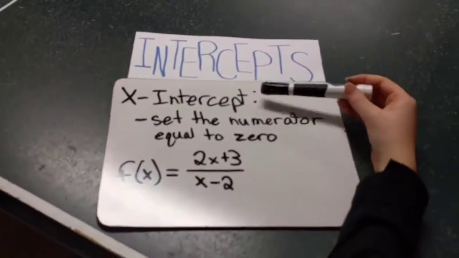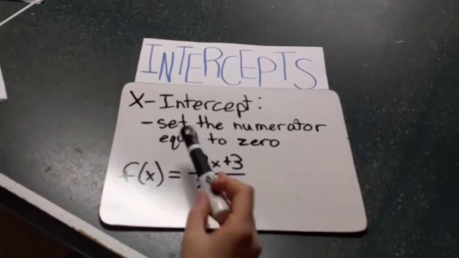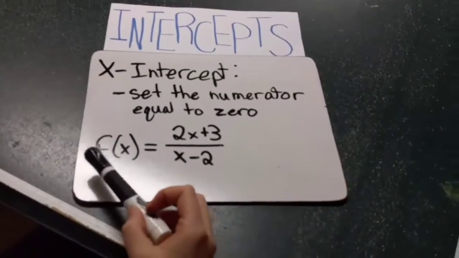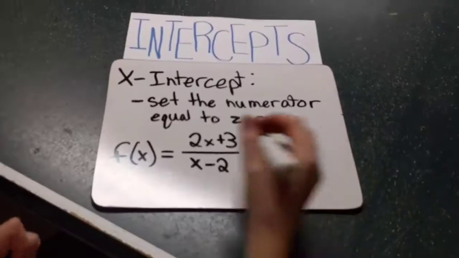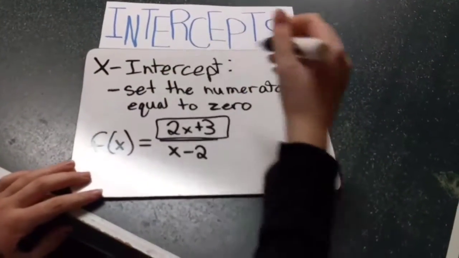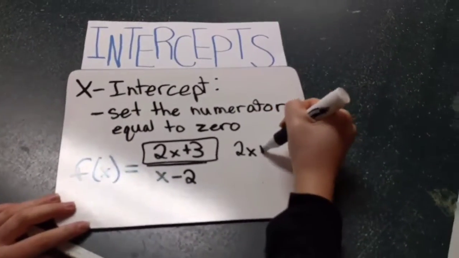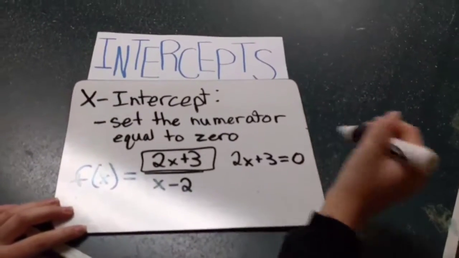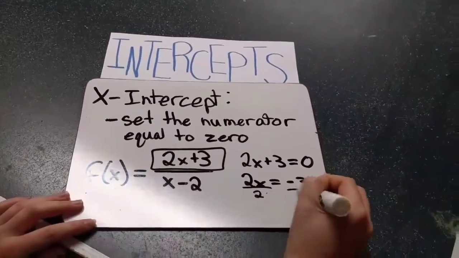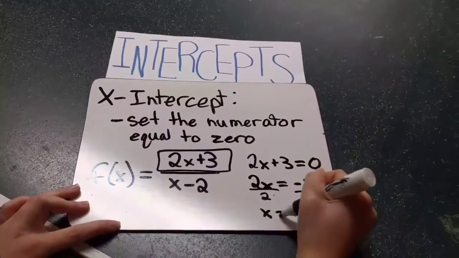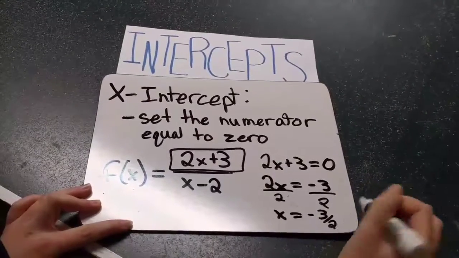So now we're going to find the x-intercept. To find the x-intercept, you set the numerator equal to 0. So once again, we'll have f of x equals 2x plus 3 over x minus 2. So we'll take the numerator here. So we'll have 2x plus 3 equals 0. So we're going to subtract 3 from both sides. We'll have 2x equals negative 3. We will divide both sides by 2 to get x equals negative 3 halves.